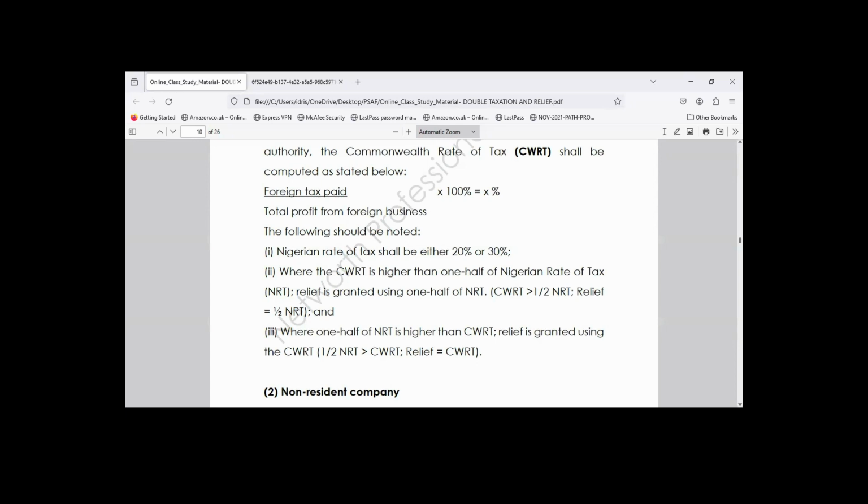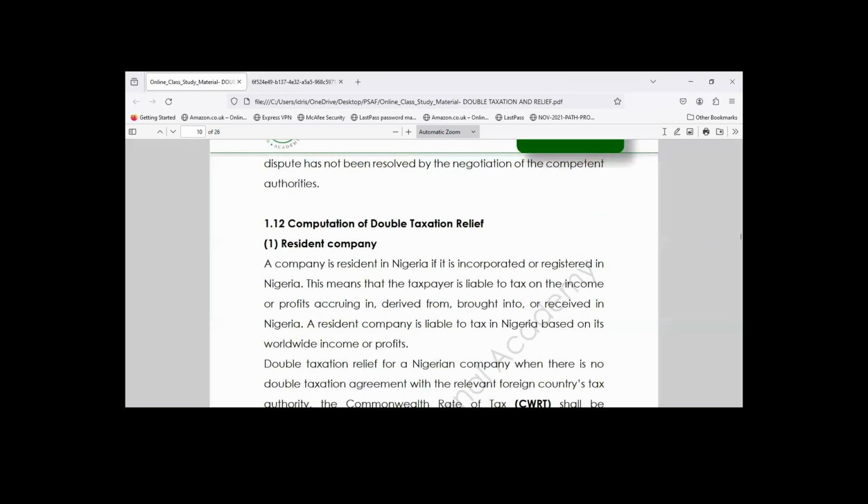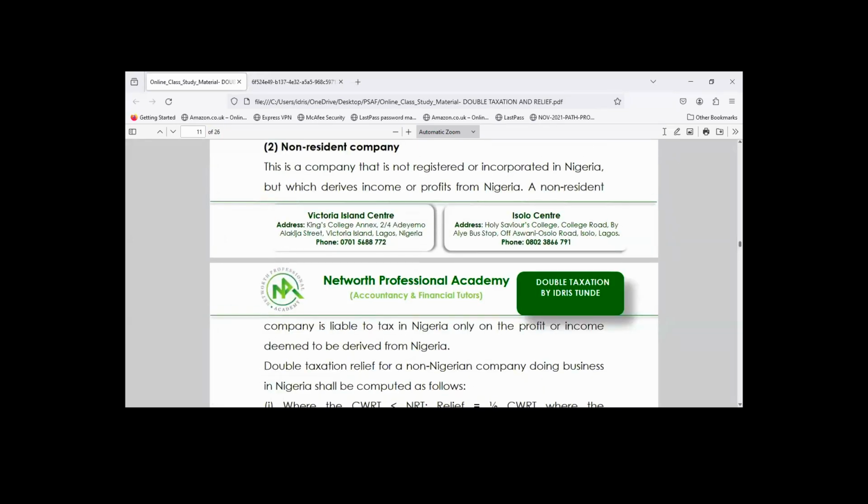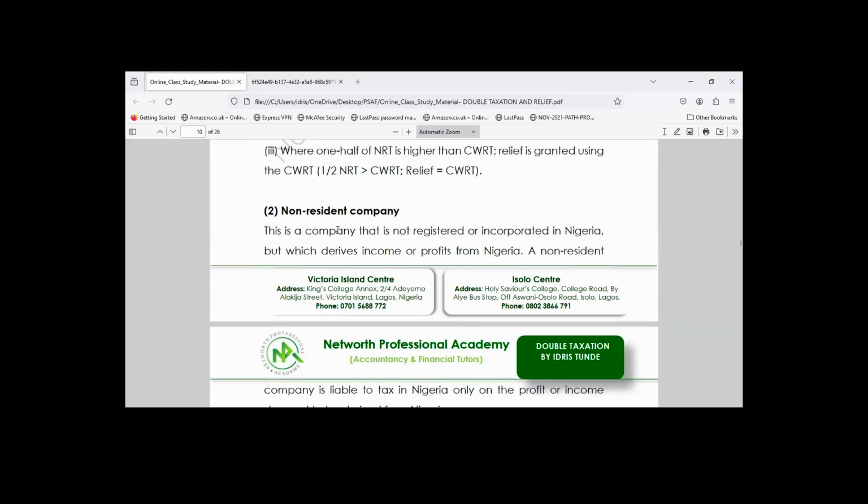That is for a Nigeria resident company. Another name for resident company means Nigeria company. Number two, non-resident company. We can call a non-resident company a non-Nigeria company. So, what is a non-resident company or non-Nigeria company? It's a company that is not registered or incorporated in Nigeria, but derives profit in Nigeria. But that company is now deriving profit in Nigeria.